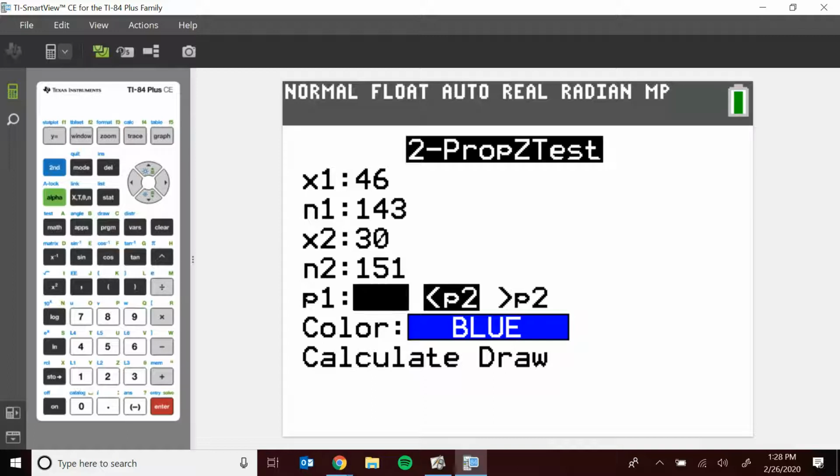Now, take a look at the next line. That's where you're wondering if P1 is not equal to, less than, or greater than P2. What were we wondering in this case? We were wondering if the counseling gave us a higher success rate than the patch alone. Okay, now go calculate.